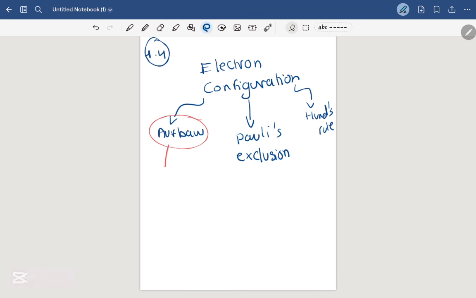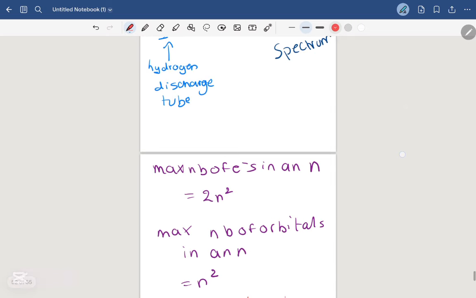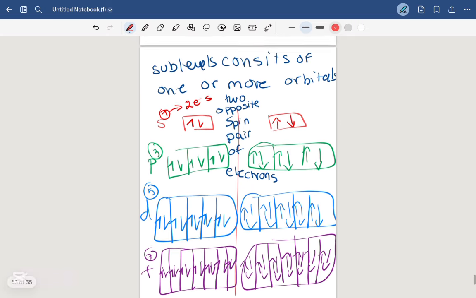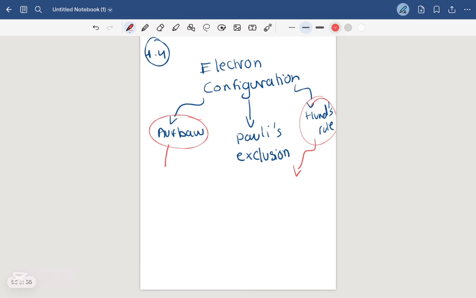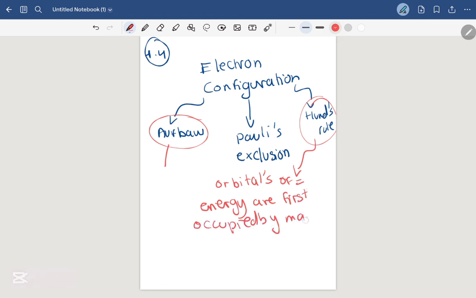Hund's rule is very, very important. It's the rule that we were dealing with over here, where I said you do one up, then one up, then one up, then one down, then one down, then one down. This is called Hund's rule. It states that orbitals of equal energy, or of the same energy, are first occupied by a maximum number of unpaired electrons having the same spin.